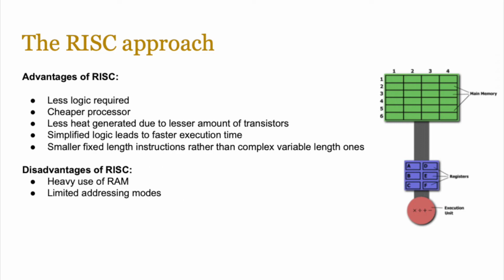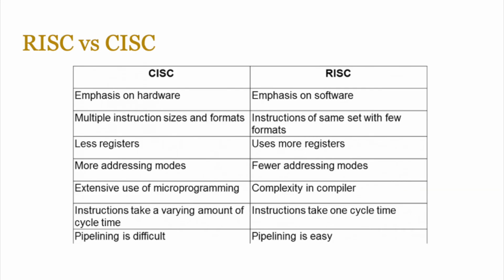instructions. So the advantages of RISC are that less logic is required, you end up with cheaper processors, less heat is generated due to a lesser amount of transistors, simplified logic leads to faster execution times, and finally, smaller fixed length instructions rather than the complex variable length ones in CISC. However, there are some disadvantages. RISC uses RAM very heavily, and there are limited addressing modes.